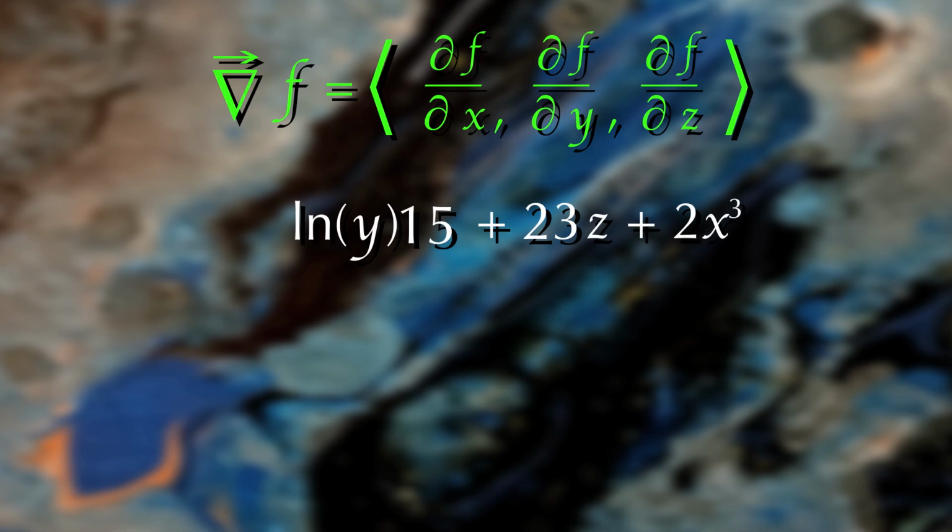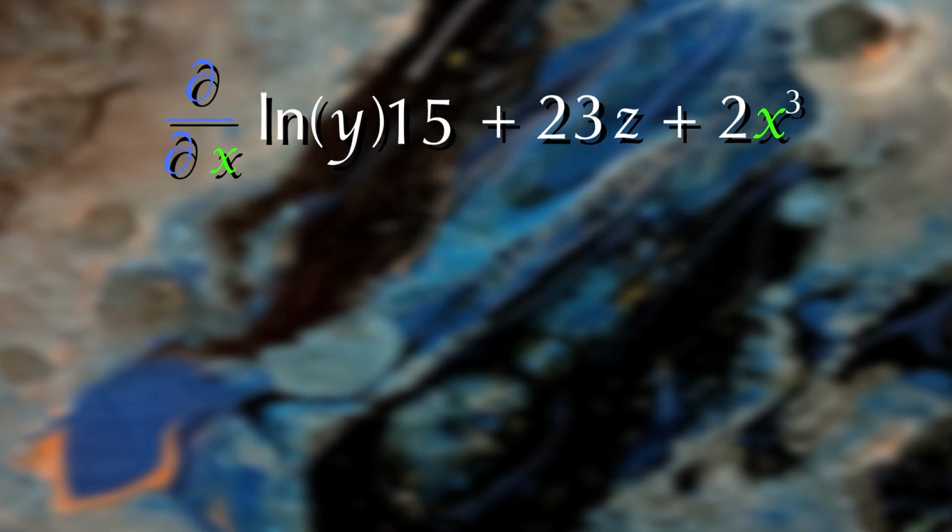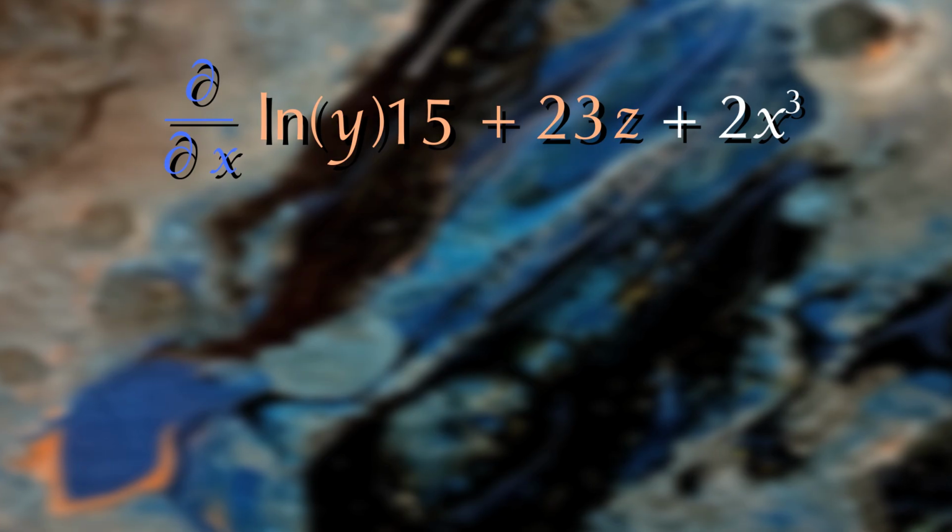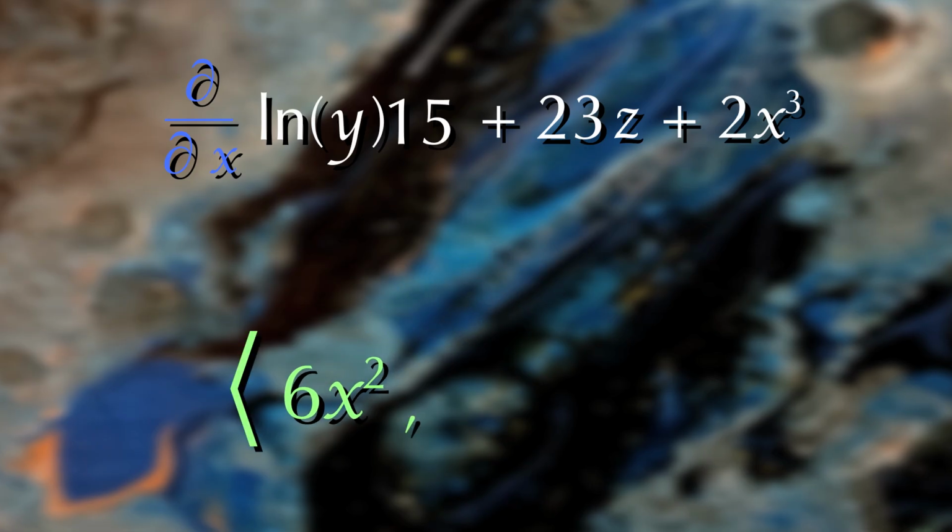Alright, so we end up with this vector thing here. And all we have to do is figure out the partial derivative for each of the three Cartesian values. For our first component, we will be taking the derivative of our silly function with respect to x. So this means we can treat y and z as constants, making this and this into 0, leaving us with 6x cubed.